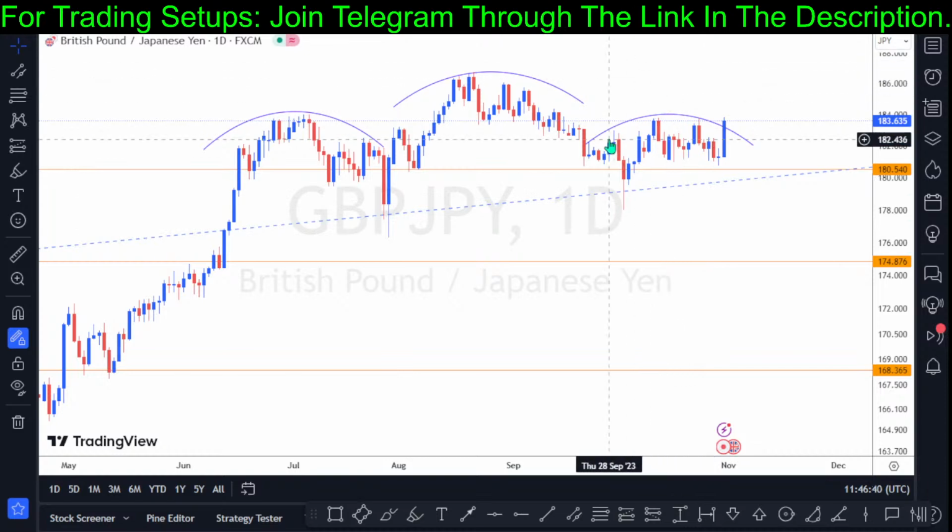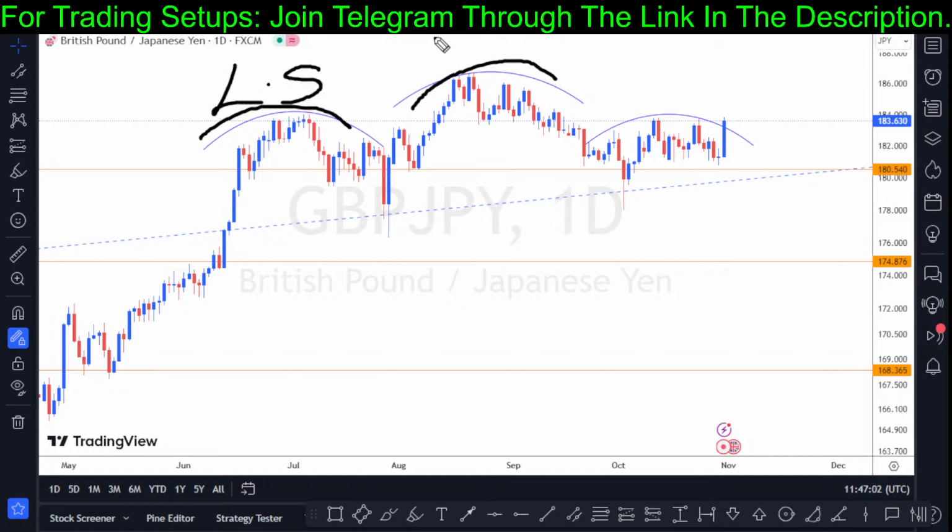Maybe price is going to break up and then invalidate this potential head and shoulder. But take note, this pattern cannot yet be tagged as a head and shoulder, because for a pattern to be tagged as a head and shoulder, it has to have a complete right shoulder. This is the left shoulder right here, and this is the head structure right here. And the right shoulder is still under transformation, so we still don't know what is going on.